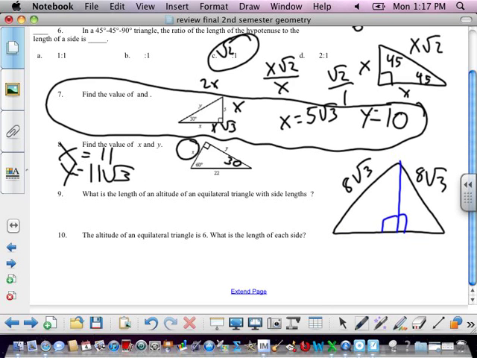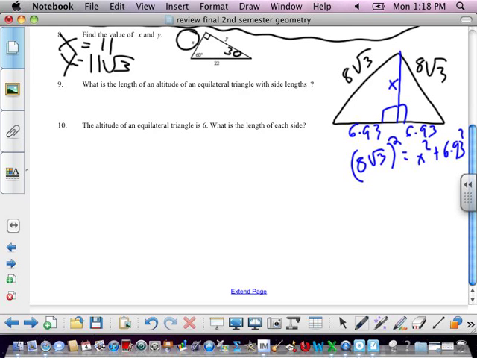8 square root 3 divided by 2, because that would be each half. Gives me 6.93. And now I can do the Pythagorean theorem. 8 square root 3 squared equals, we'll call this x squared plus 6.93 squared.